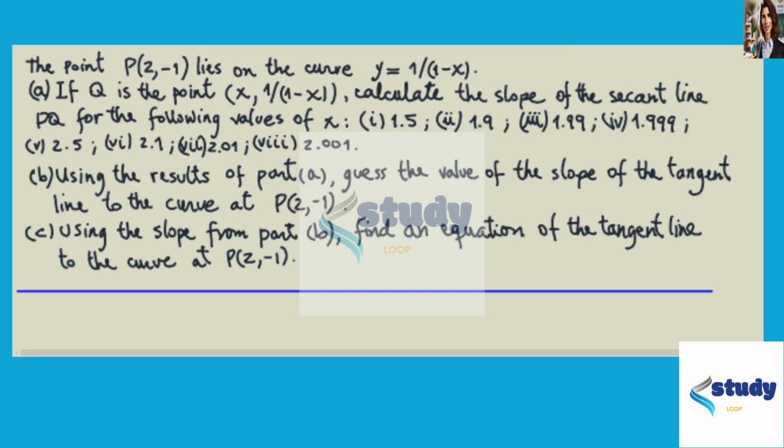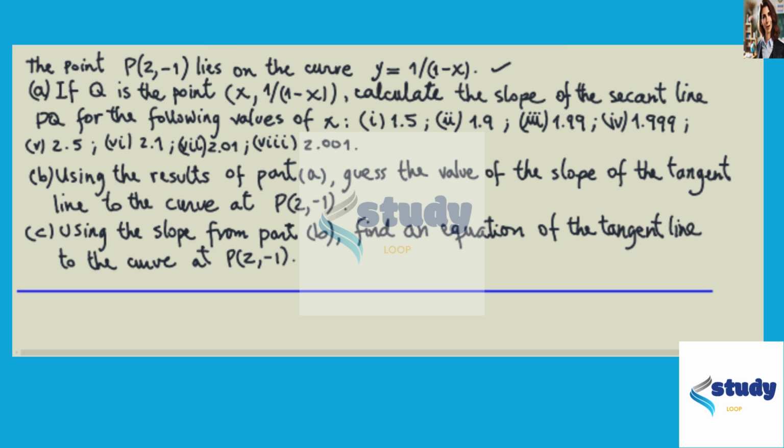The point (2, -1), called P, lies on the curve y equals 1 over 1 minus x. We know that is true because if we put x equal 2 in this equation here, we get y equals -1. So the point (2, -1) lies on the curve y equals 1 over 1 minus x.